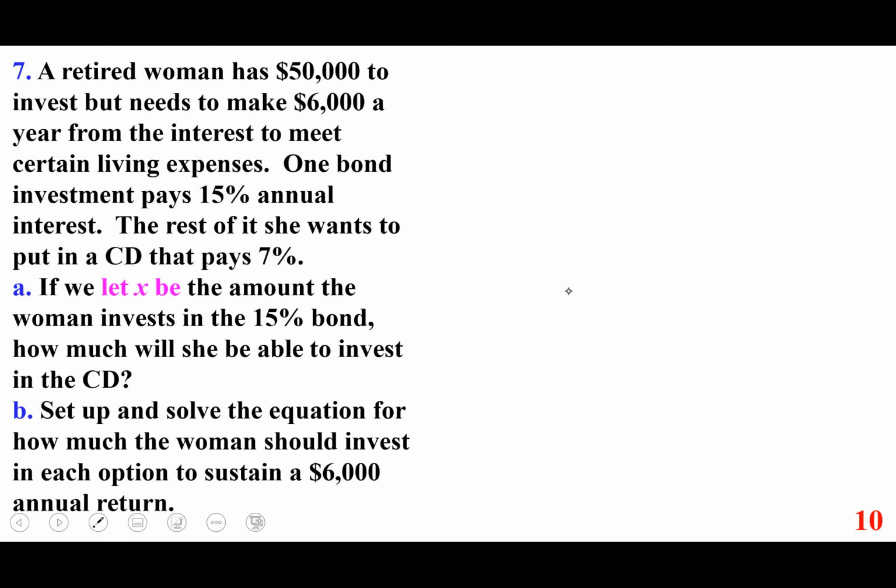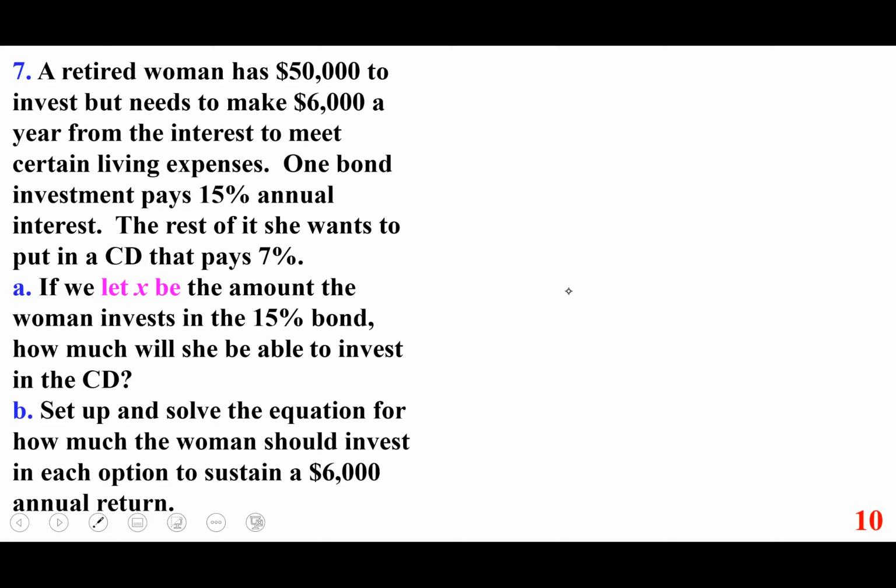A retired woman has $50,000 to invest, but needs to make $6,000 a year from the interest to meet certain living expenses. One bond investment pays 15% annual interest. The rest of it she wants to put in a CD that pays 7%. A, if we let X be the amount the woman invested in the 15% bond, how much will she be able to invest in the CD? B, set up and solve the equation for how much the woman should invest in each option to sustain a $6,000 annual return.